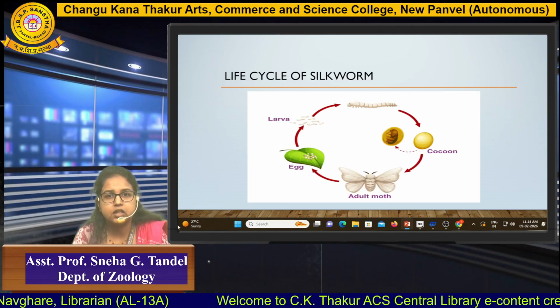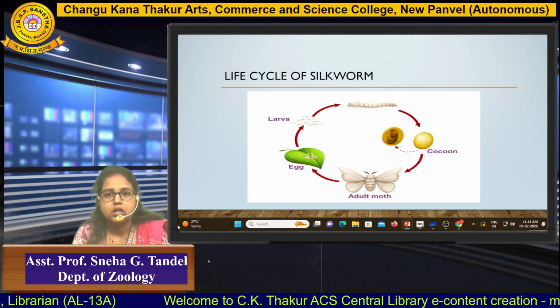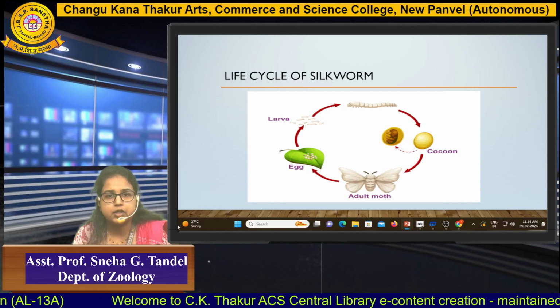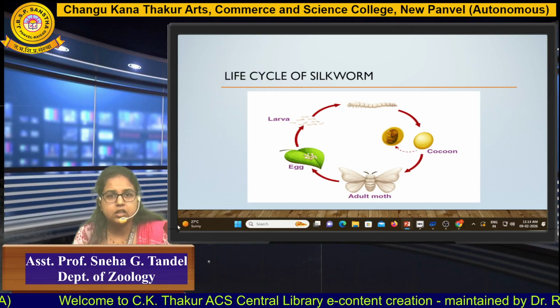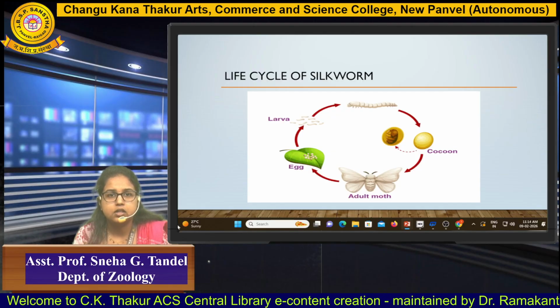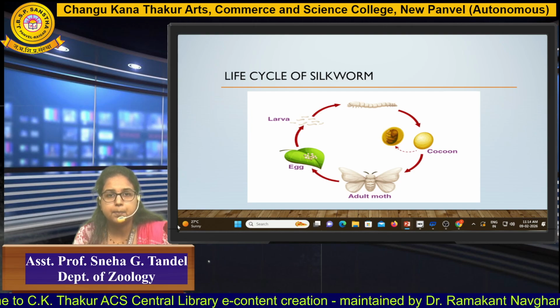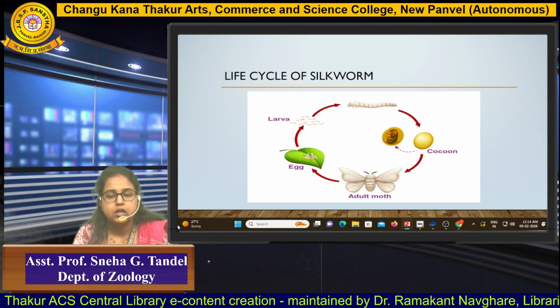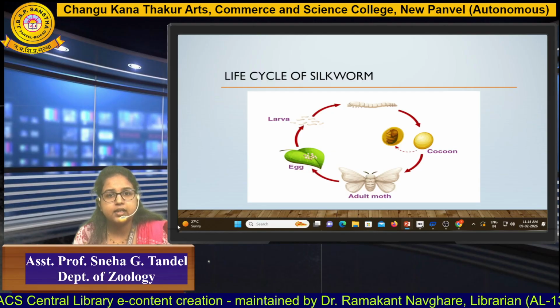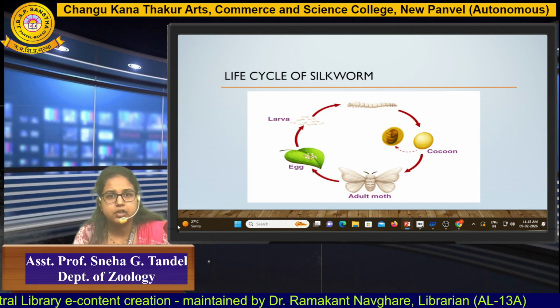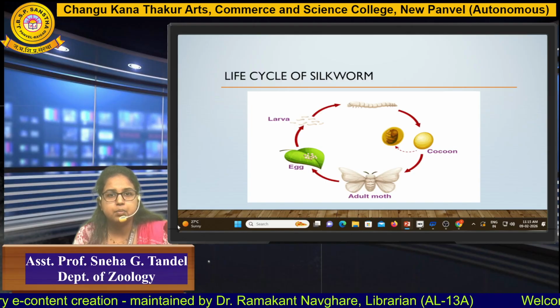Now we will study the life cycle of silkworm. The life cycle of silkworm contains four life stages: egg, larva, pupa and adult. That's why we say they show complete metamorphosis. The adult silk moth lays the eggs under the leaf. They lay the eggs in bunches.